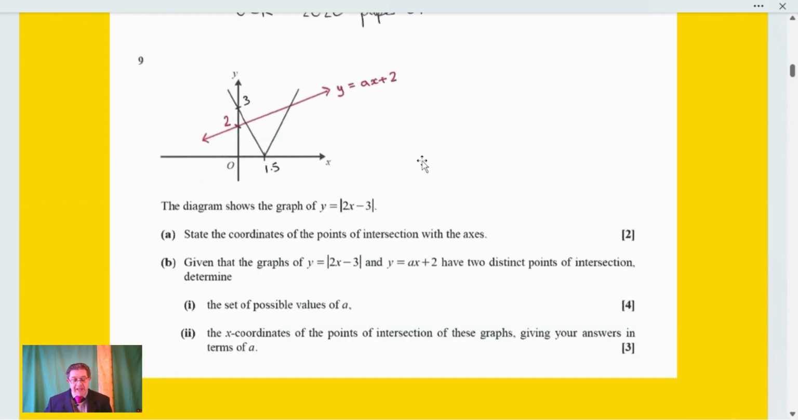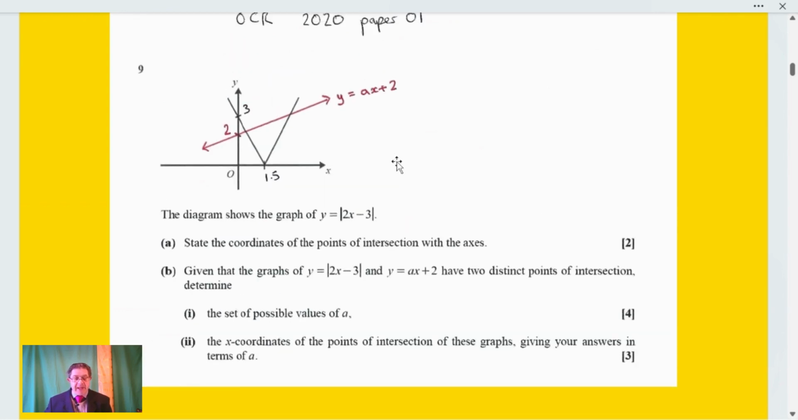Okay, now the next part of the question is very similar to the one we had in the first part of the lesson at the end, where we had a straight line with a variable gradient. If you remember in that question that the examiners said that hardly any candidates got it right. So we're given now the graphs of y equals modulus of 2x take 3. That's the one given in the graph. And y equals ax plus 2 are going to have 2 distinct points of intersection.